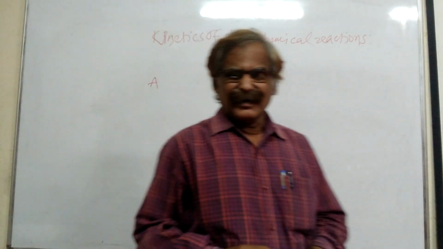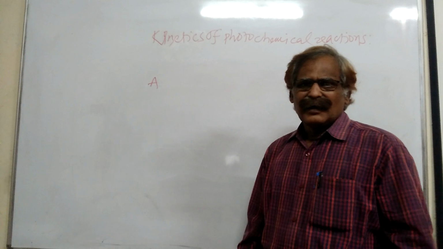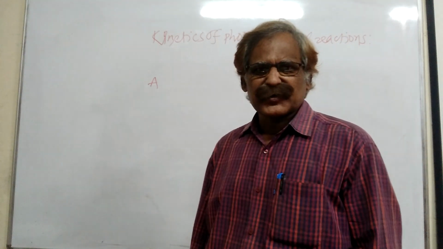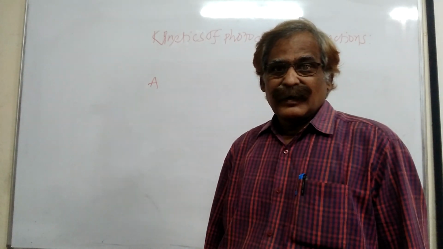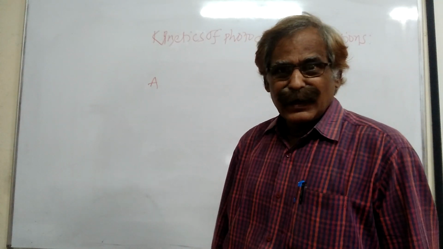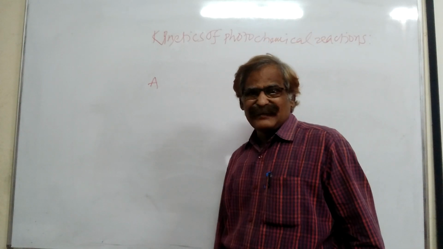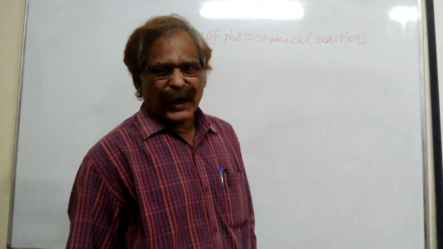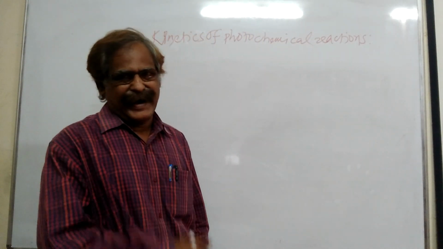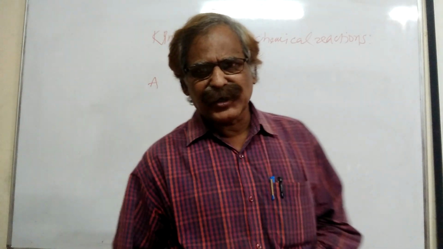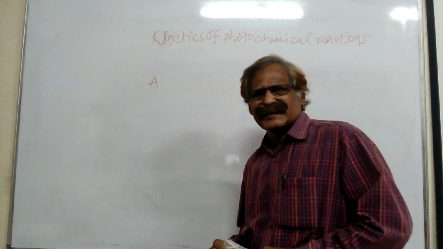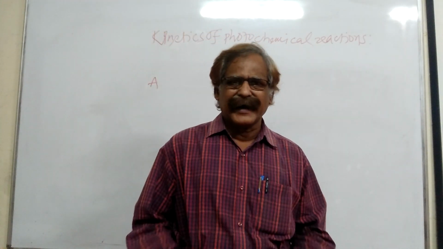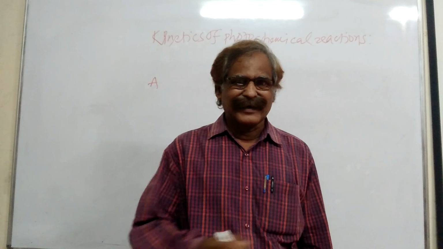We can define a photochemical reaction as a chemical reaction which takes place on absorption of light, particularly in the UV and visible region of the electromagnetic spectrum. So what is a photochemical reaction? A chemical reaction which occurs on absorption of light, that too UV and visible light, is known as a photochemical reaction.